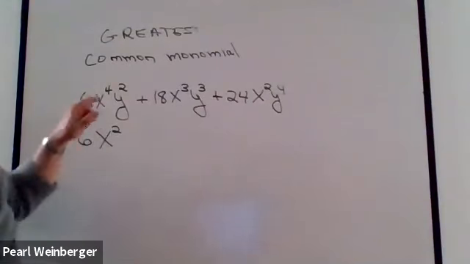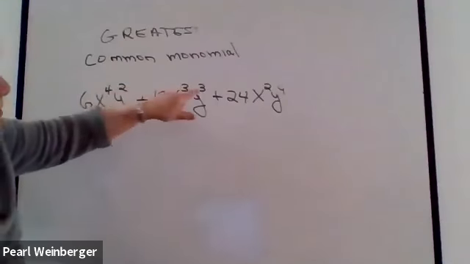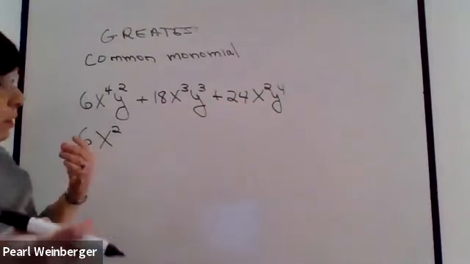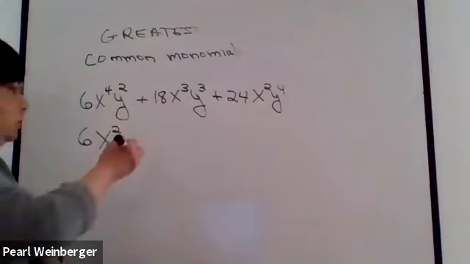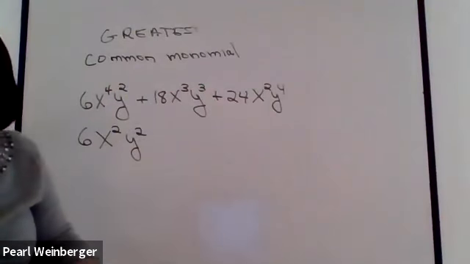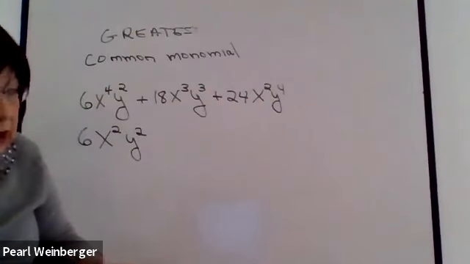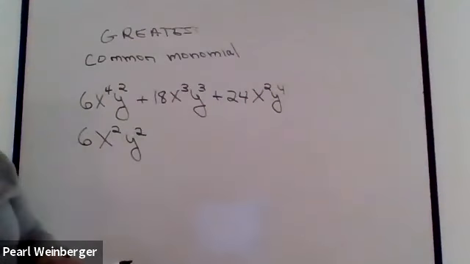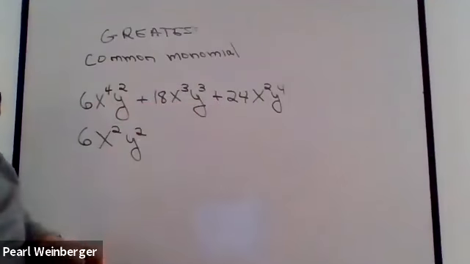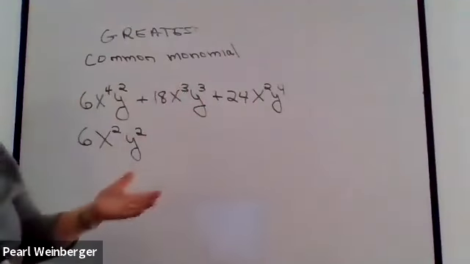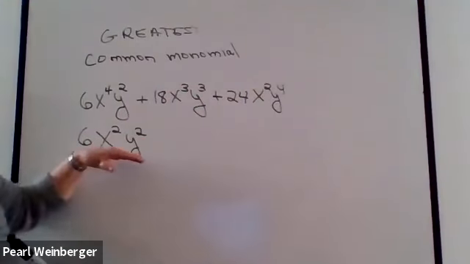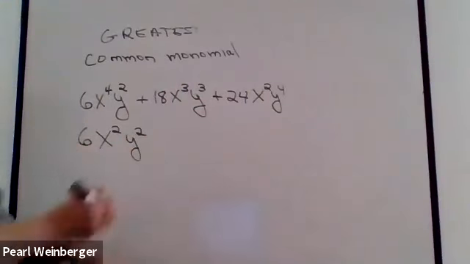Then I go to the y's. This has an exponent of 2. This has an exponent of 3. This has an exponent of 4. So they all have y's in them. So I take the lowest one, which is y squared. Notice, if there were more letters, I would have gone through those letters. The hard part really is the coefficient, because the letter parts, you just look and you just take the lowest exponent that you find.